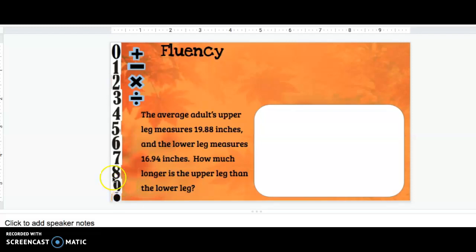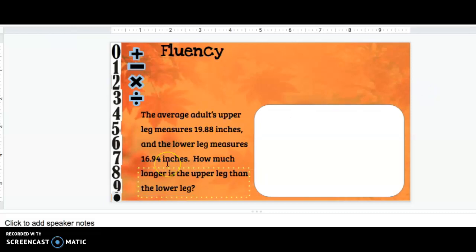So you are sitting here and you're measuring two different adults' legs, and you want to know how much more is one than the other. So you're trying to find the difference between the two. How much larger is the one than the other? The difference between them. So if you're trying to find how much longer the upper leg is than the lower leg, you're looking for the answer to a subtraction problem. Because difference means the answer to a subtraction problem.